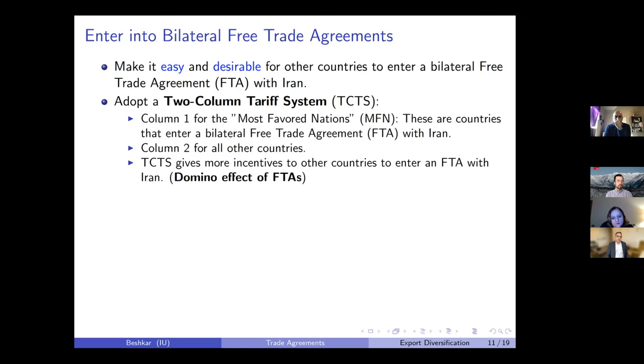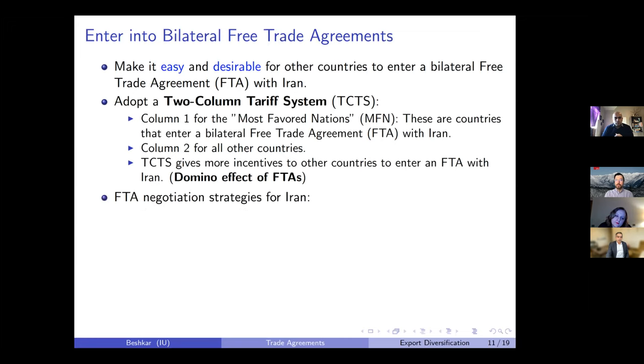And this system gives more incentive to other countries to enter an FTA, because there is a lot of evidence that FTAs have this domino effect, that if a country enters an FTA with a second country, other countries become more interested in joining that free trade agreement, because the countries that are part of the FTAs are going to get preferences. Therefore, other countries become more interested in joining.